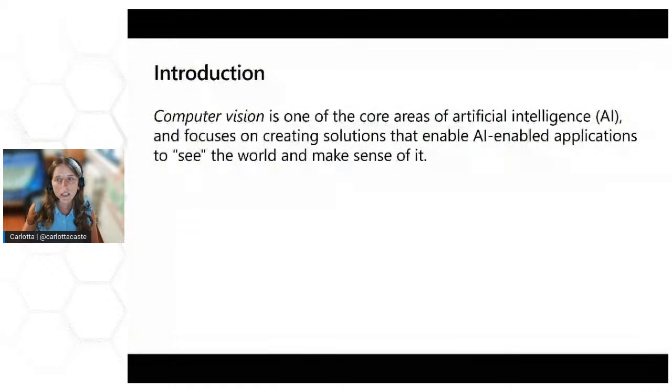But let's start with an introduction about computer vision. So what's computer vision? Computer vision is one of the core areas of artificial intelligence and focuses on creating solutions that allow AI-enabled applications to see the world. So through computer vision, they are capable of processing images, either from a live camera feed or from digital photographs and videos. And this ability to process images is the key to creating software that can emulate human visual perception and enable AI to make sense of the image or videos.